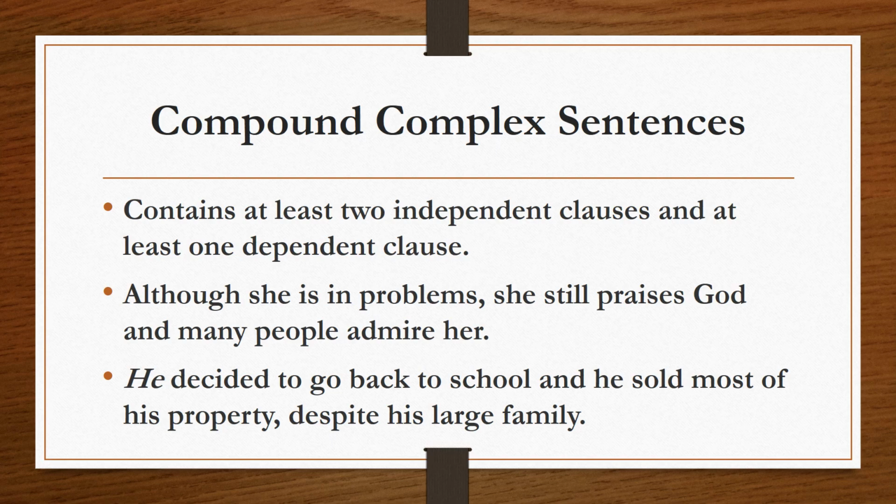He decided to go back to school, and he sold most of his property despite his large family. So you can see the main clauses or the independent clauses. He decided to go to school, because you can put a full stop. Then he sold most of his property, another independent clause. Then despite his large family, this one is a dependent clause. As you can see, it doesn't have a complete meaning.